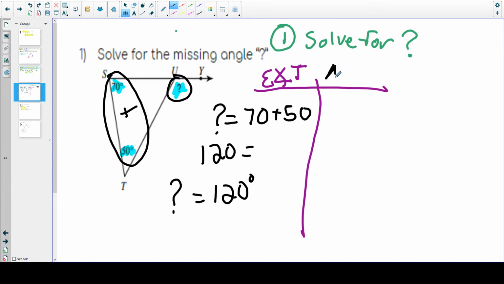If we want to use the triangle sum theorem, I'm just not spelling everything out, just to not waste time. Let's see if I can quickly erase everything.